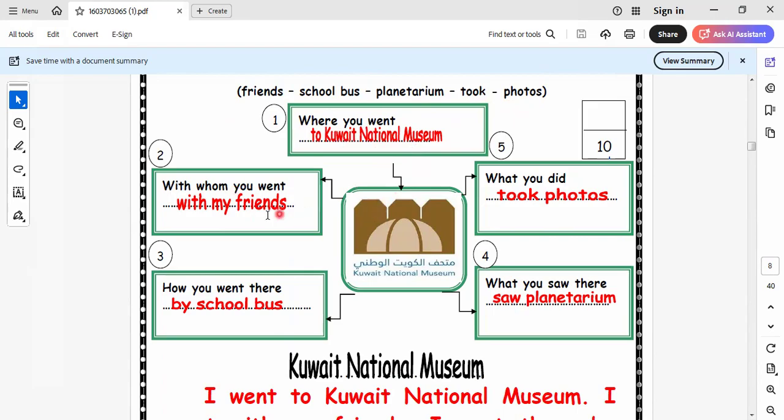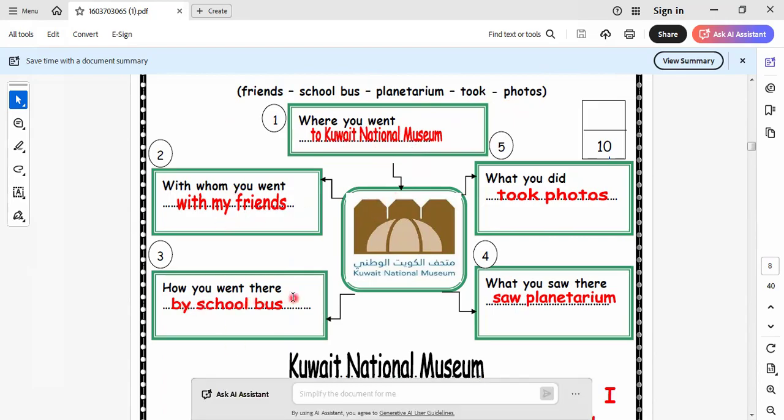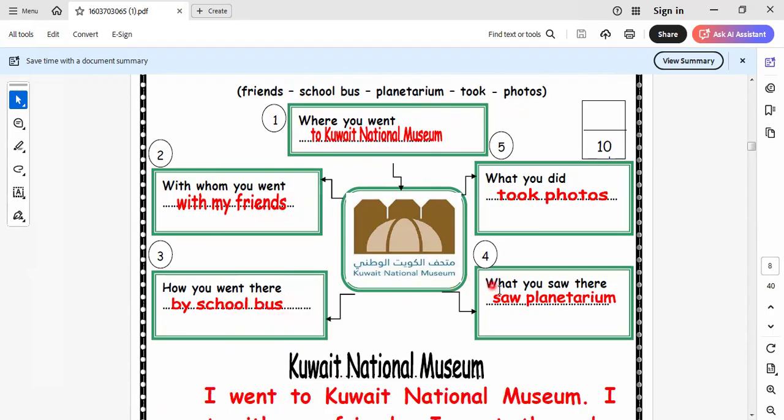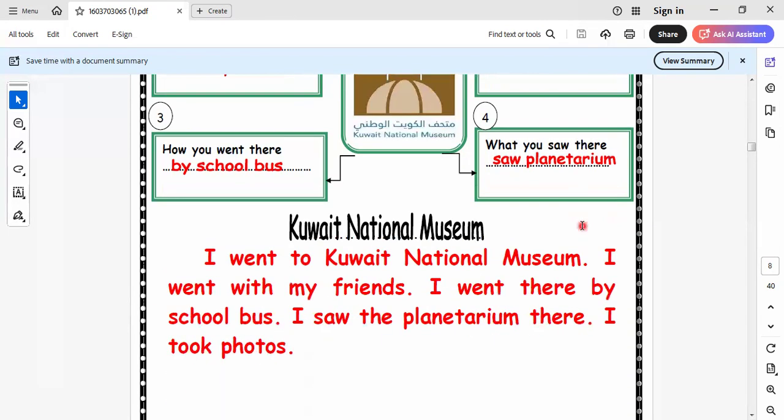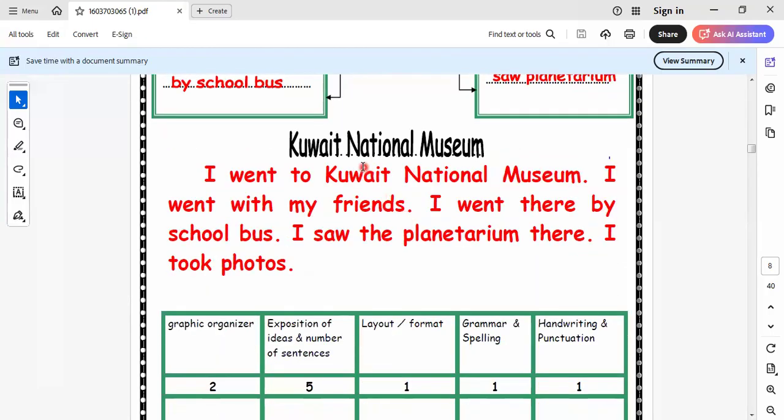With whom we went? My family. How you went there? By school bus. What you show there? Show planetarium. What you did? Took photos. Let's read this topic together.